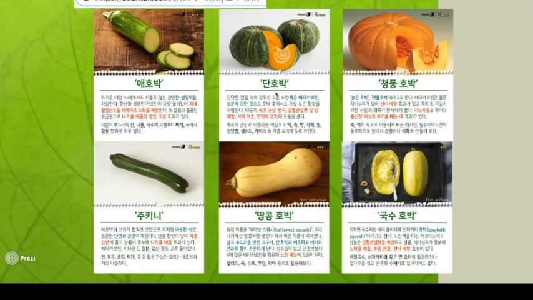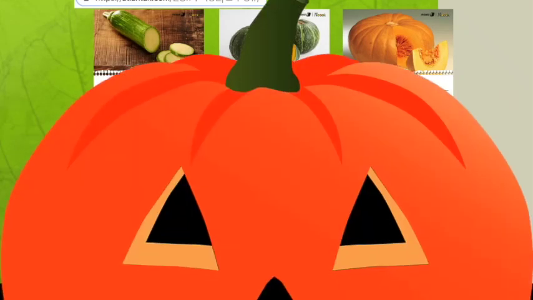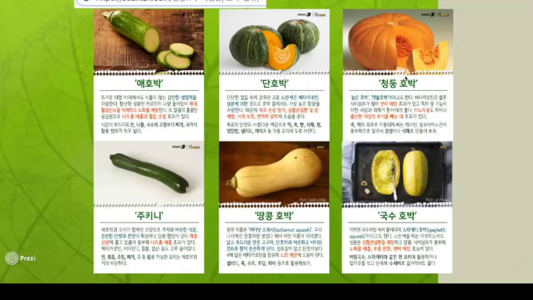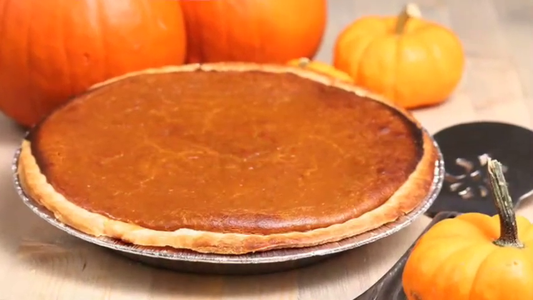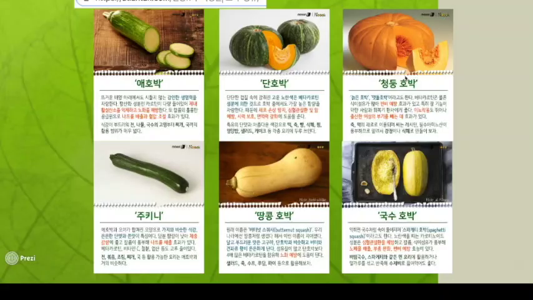Okay, and you make a soup. It's very sweet, or you can cook it and eat it as it is. And this one is the Hubbard pumpkin that you are most familiar with. You can carve this to make a jack-o'-lantern on Halloween. You can make pumpkin pies or pumpkin soups. Okay, they are the pumpkins. We call it pumpkin, but it's a kind of 호박 in Korean.